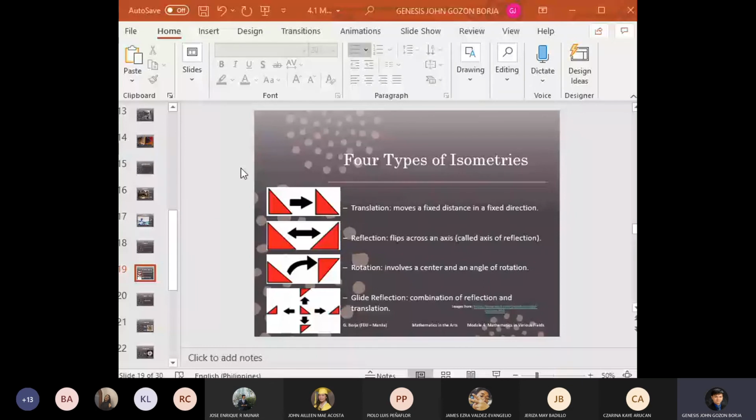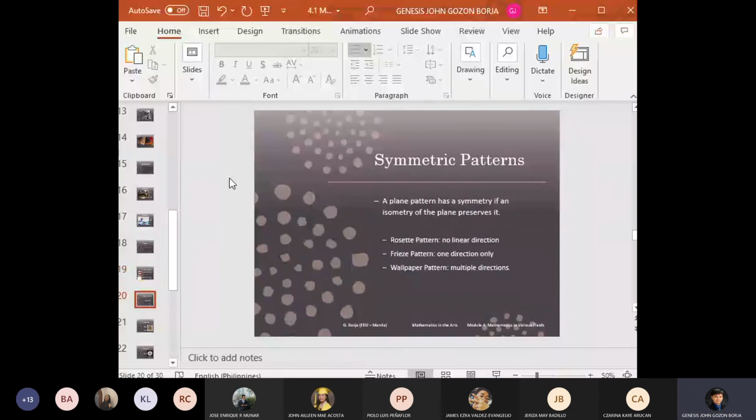Now, with these isometries in mind, we have what we call as symmetric patterns, and these patterns are being determined by the number of the linear directions involved. Okay? So kunyari, we have a certain motif, we have a design, and to create a pattern, di ba, we need to replicate that design. Okay? We need to replicate that motif. So if we replicate the motif in no linear direction, ibig sabihin hindi linear yung ating pag-uulit doon sa ating design, we call that as a rosette pattern.